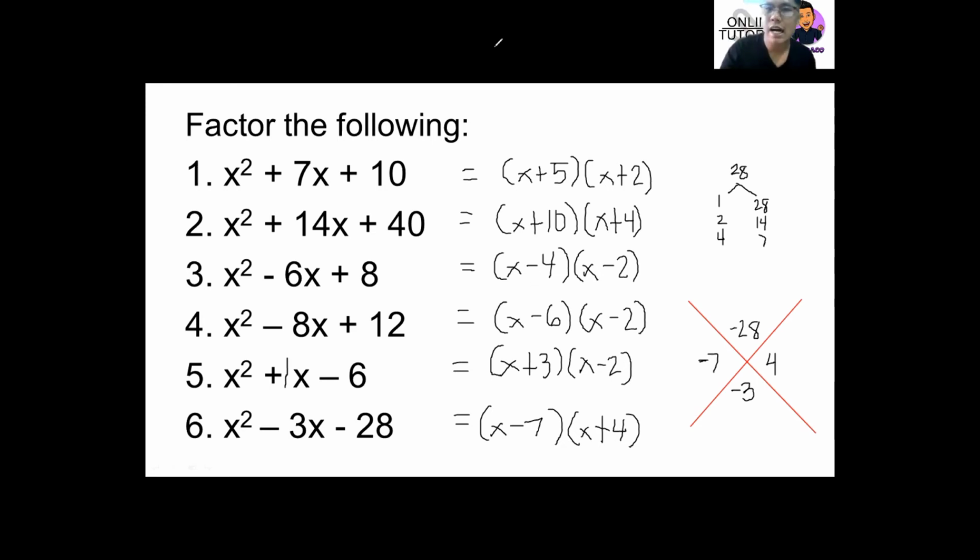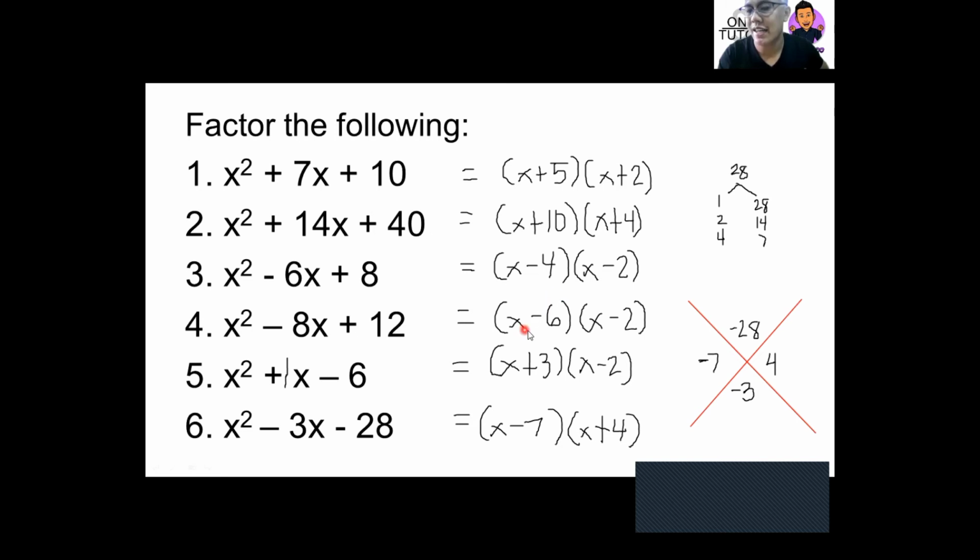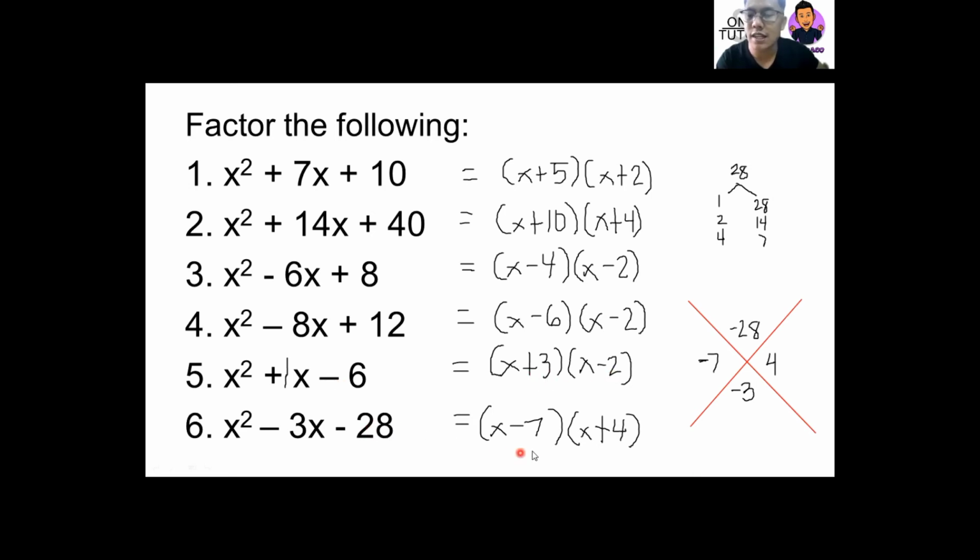Okay, so that is how we factor general quadratic trinomials where a is equal to 1. It's easy, right? So the first term should be the product of the first terms of the binomials, so that is x times x always, since a is just 1. And then the last term should be the product of the second terms of the binomials. 5 times 2 is 10. 10 times 4 is 40. Negative 4 times negative 2 is positive 8. Negative 6 times negative 2 is positive 12. Negative 6 is 3 times negative 2. Negative 28 is negative 7 times 4.